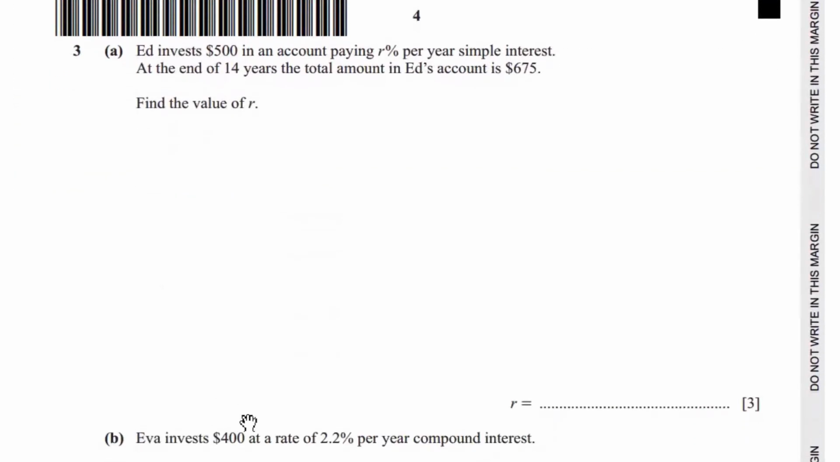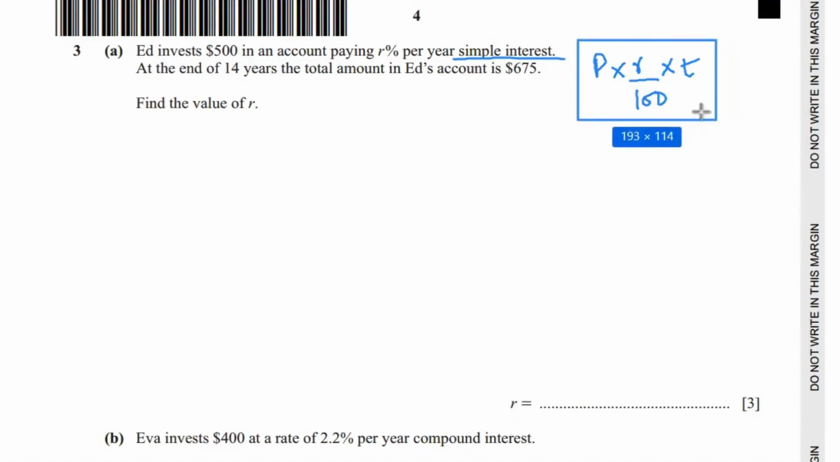Question 3 says Ed invests $500 in an account paying R% per year simple interest. At the end of 14 years, the total amount in Ed's account is $675. Find the value of R. So it's simple interest. So the formula we'll use is P times R over 100 times T. This is the formula for simple interest where P is the initial amount, R is the rate of interest, and T is the time period for the interest rate.